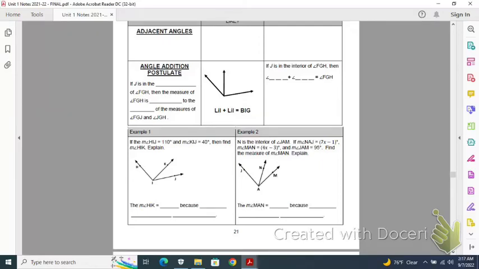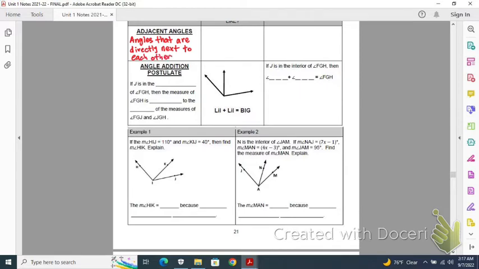Let's go ahead and talk about adjacent angles. Adjacent angles are angles that are directly next to each other. So these angles have to touch each other. They can't be separated by another angle.